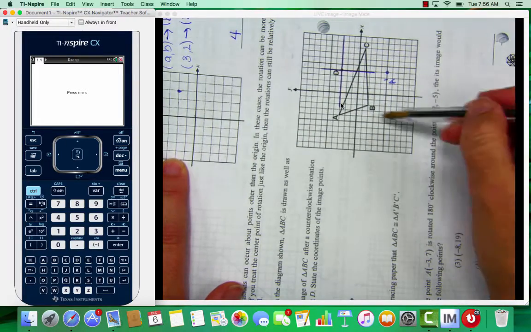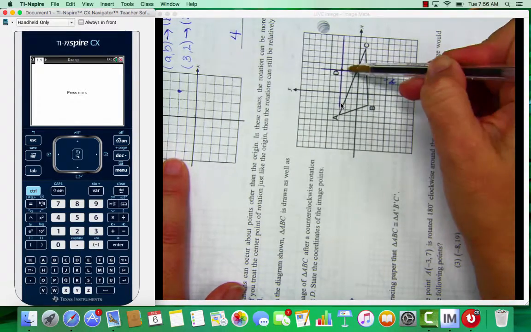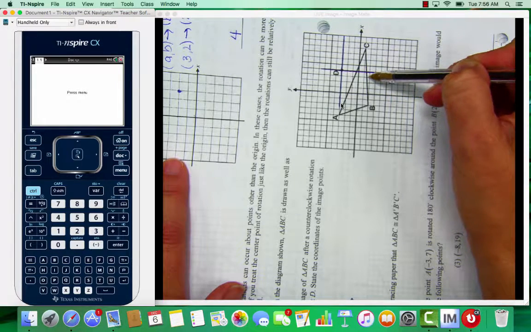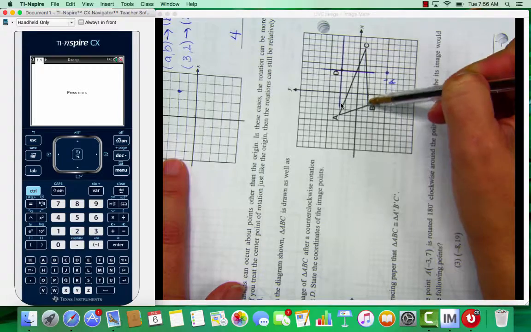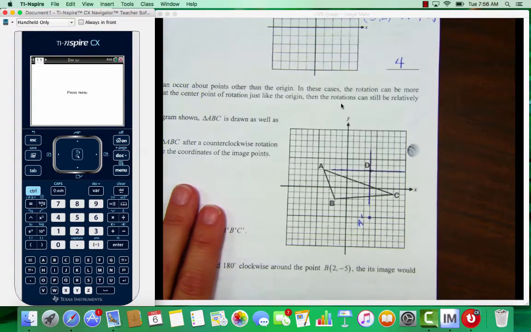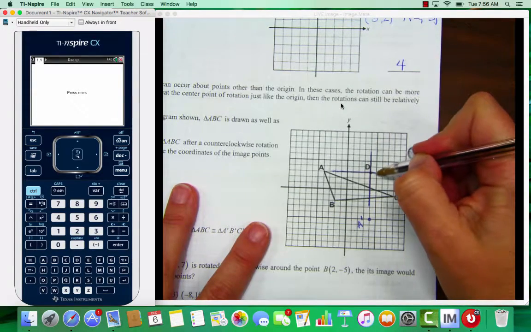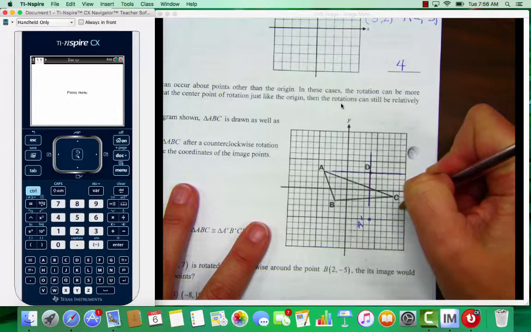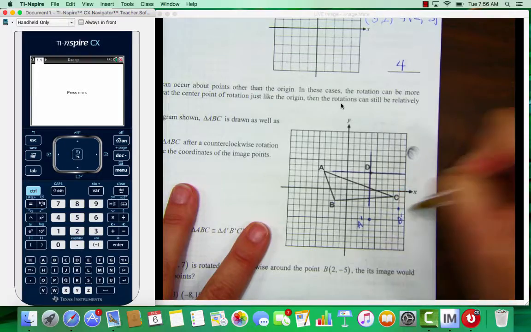And let's look at B. To go from D to B, I'm going to go over 1, 2, 3, 4, 5 units, and then down 1, 2, 3, 4, 5, 6. So I'm going to turn my paper around the right way. And from D, I'm going to go over 5 units and down 6. And that point right there is going to be my B prime.